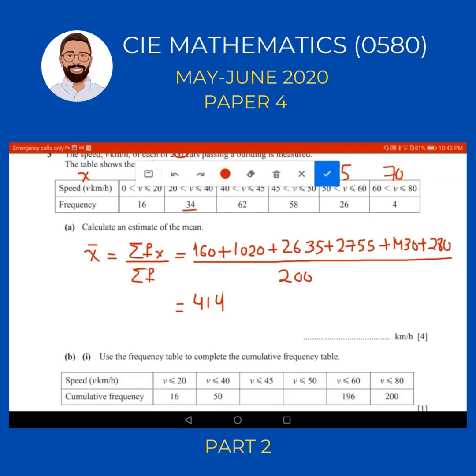Now to find the cumulative frequency when V is less than or equal to 45, I need to add 50 to 62 and the answer is 112. And to find the cumulative frequency when V is less than or equal to 50, it's 112 plus 58 and the answer is 170.